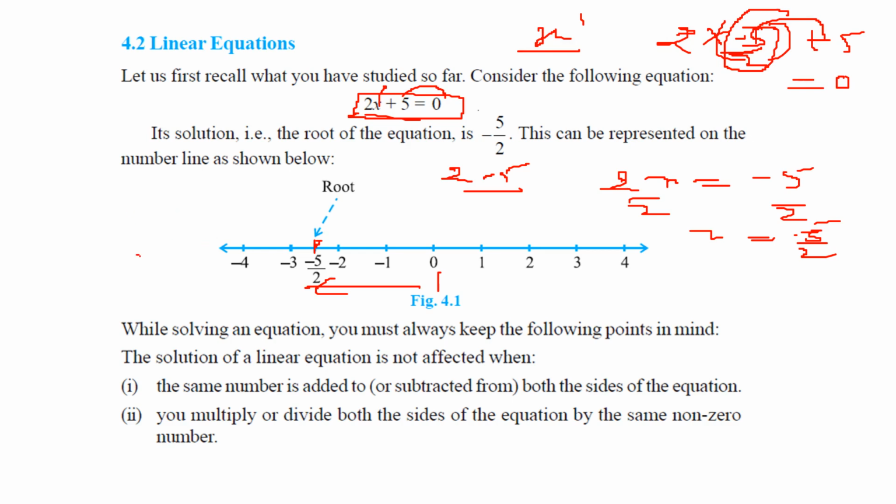While you are solving an equation, this has to be kept in mind. The solution of a linear equation is not affected if you add the same number to both sides, left hand side and right hand side. If you subtract any number from both sides, it doesn't affect. If you multiply both sides, or divide both sides, by any same number, not 0, the equation will remain as it is, it will not change.